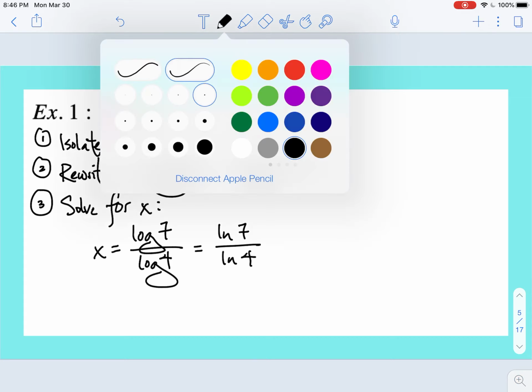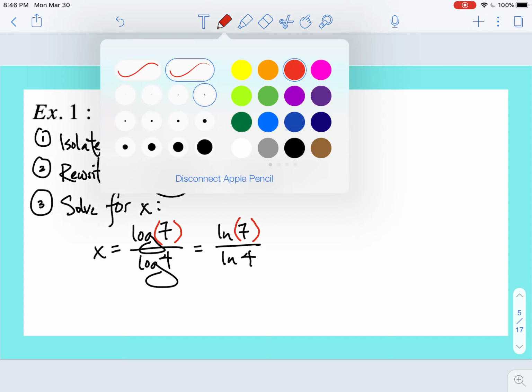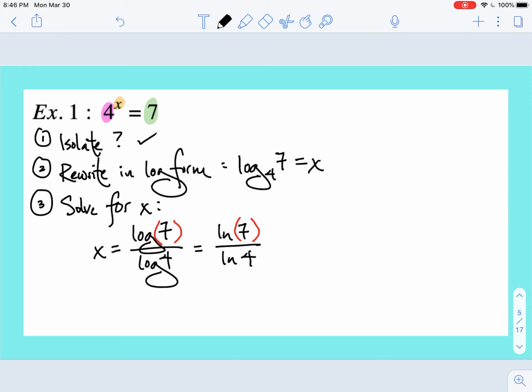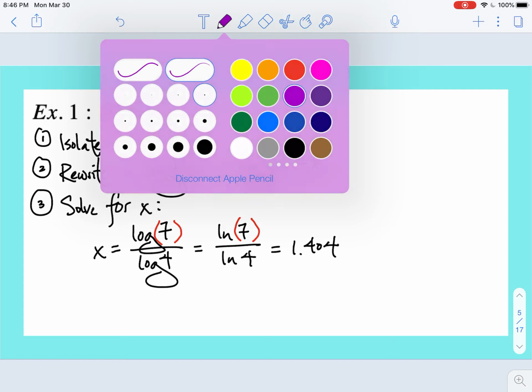Now, one thing you'll notice is on your calculator, when you type log, most of the time it opens up a parentheses for you. The thing about that is you need to close that before you type in the division sign. Same thing if I want to use natural log, it's going to open up a parentheses. I need to make sure I close that before I hit that division button. And when I type those in, this will give me about 1.404.